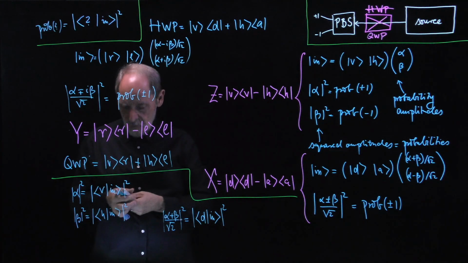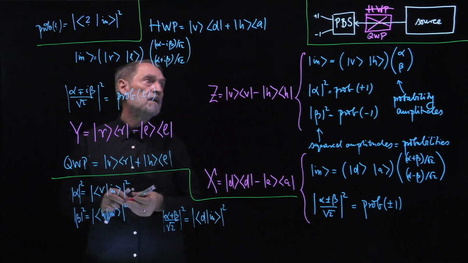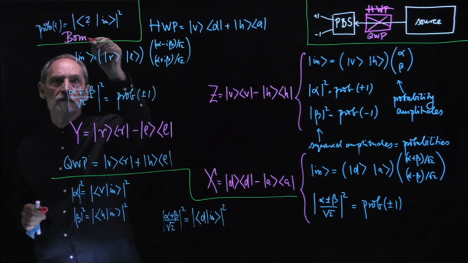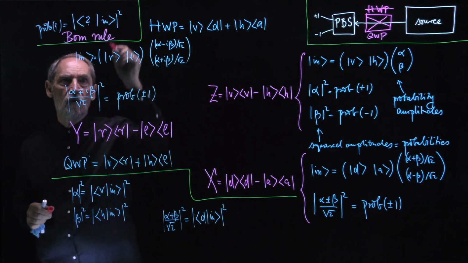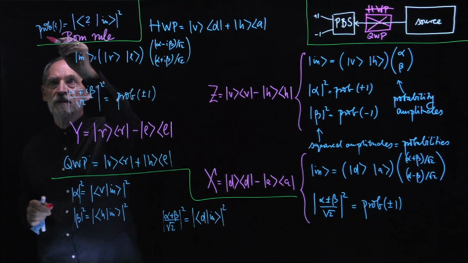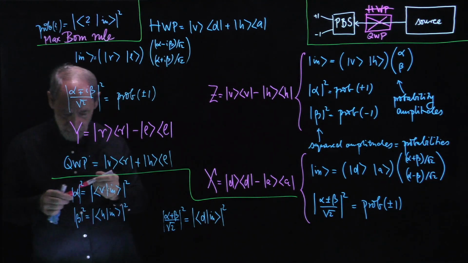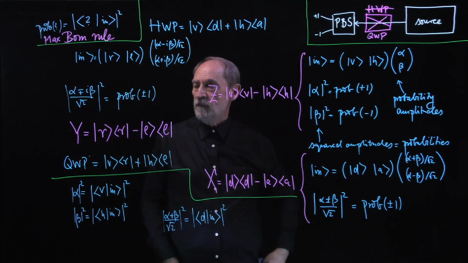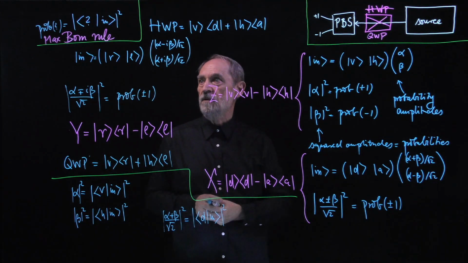This is an example of what we call the Born rule, or Born's rule, which is named after Max Born, who was one of the pioneers who developed quantum mechanics in the 1920s and 1930s.